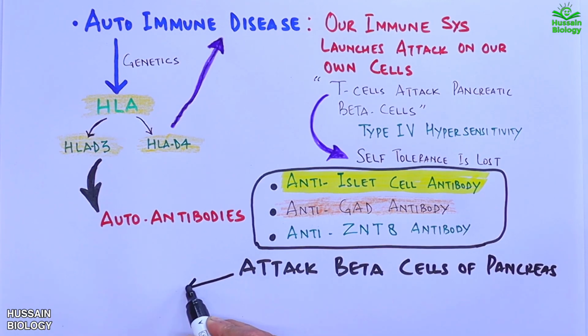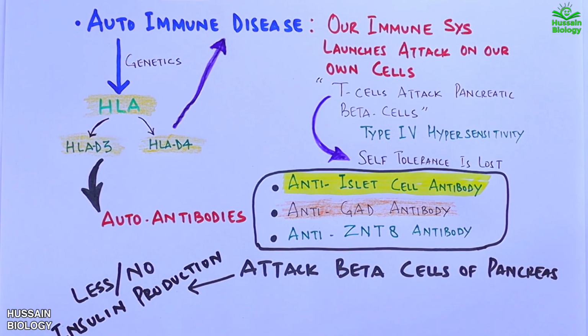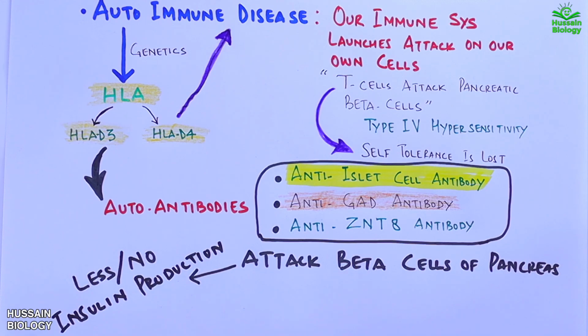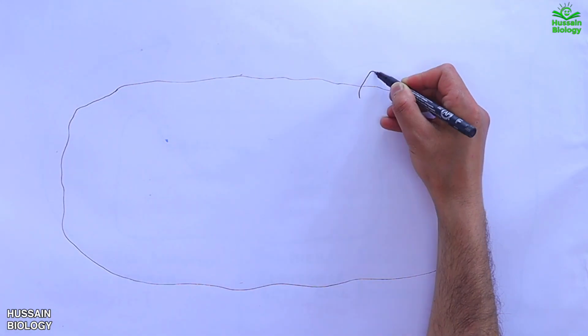That leads to less or no insulin production at all within our body, which ultimately leads to accumulation of glucose within our blood. As we know, insulin opens the gateway for glucose to get into our cells. That mechanism we are going to see later on in this video. Now let's get to the mechanism of type 1 diabetes.